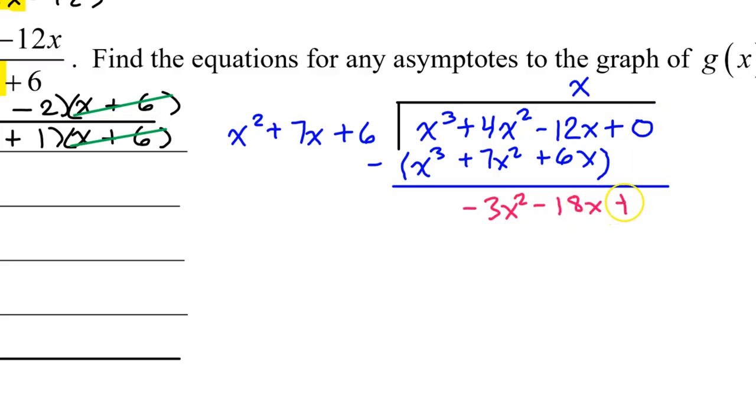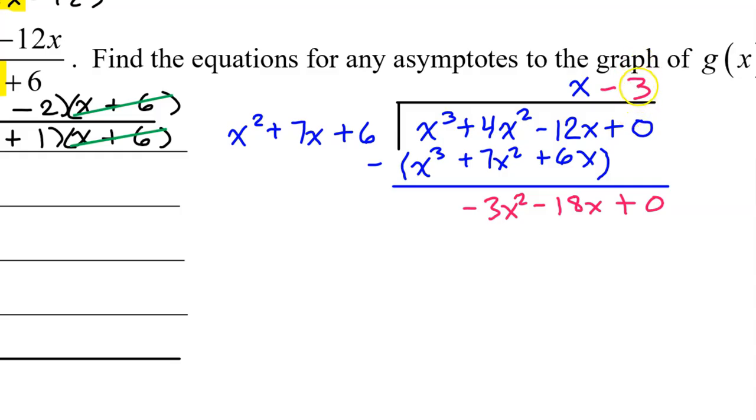And I think I'll just bring down our placeholder. We sort of start over now. Take this leading term divided by this leading term. Negative 3x squared divided by x squared is negative 3. So that's what comes next.